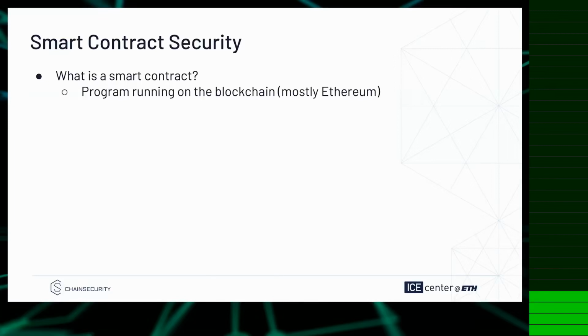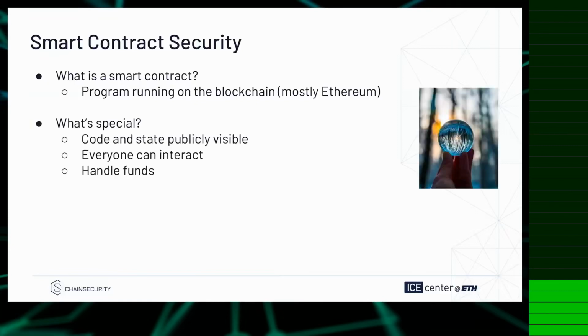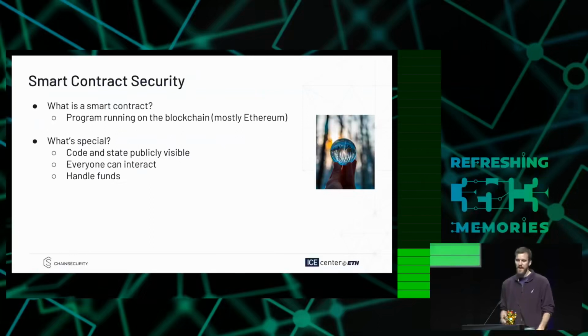And why is smart contract security maybe a little bit different from, let's say, web security? What's special about it is that the code is public, the state of the contract is public, and everyone can interact with the contract. So in a way, there's a lot of transparency, which is nice, but which also makes security harder, because it's relatively easy for the attacker. And finally, these handle a lot of funds, so once you have a bug, you can typically easily monetize your bug.